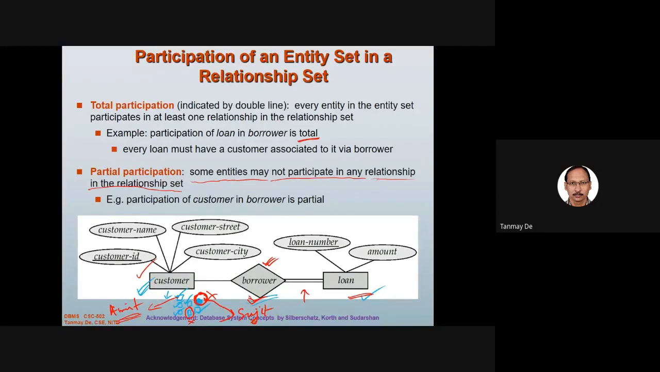Here, by participate, I mean the customer is associated with the loan via the borrower relationship. If the customer entity is not associated with the loan by the borrower relationship, if he or she does not take any loan from the bank, is it not? So that means such a customer does not participate in the borrower relationship to take a loan from the bank. Is it clear?